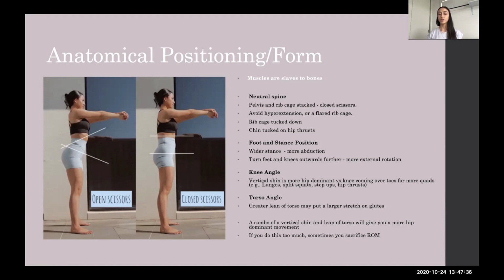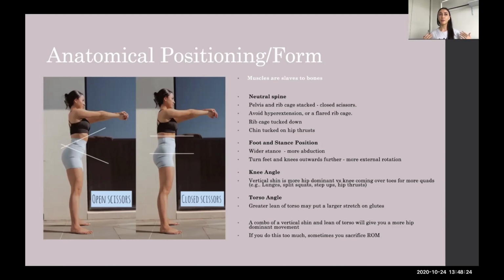And with this follows usually a more folded torso angle. So with a torso angle that's more folded, you'll get a lot more stretch on your glutes as well. So in combination, this will provide you with a more hip dominant and glute dominant movement. However, if you do this too much, sometimes you actually might sacrifice the range of motion.